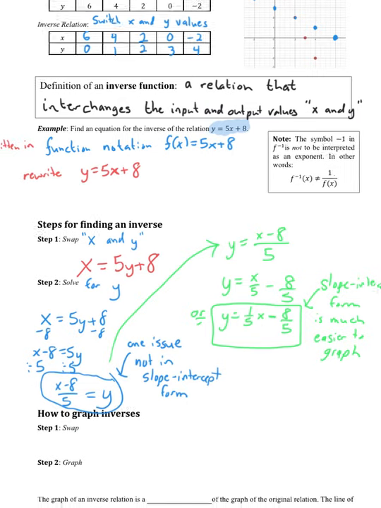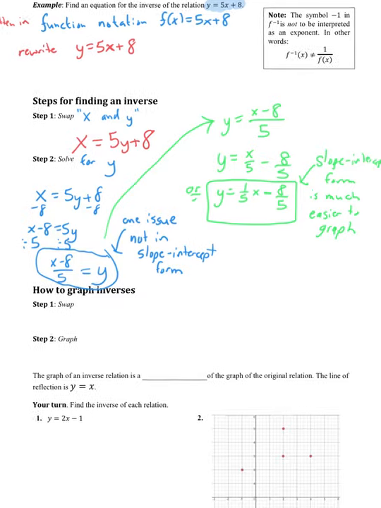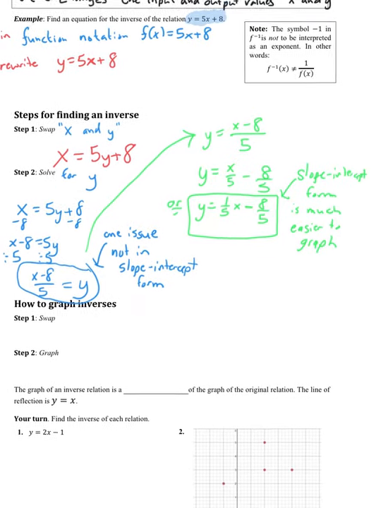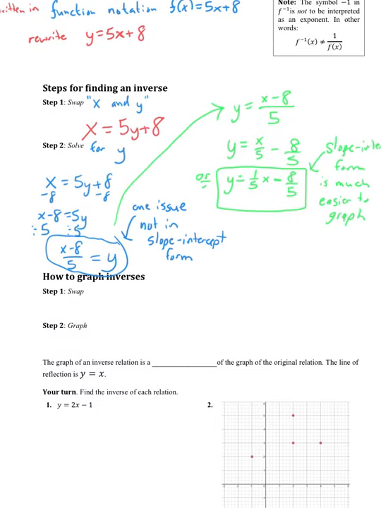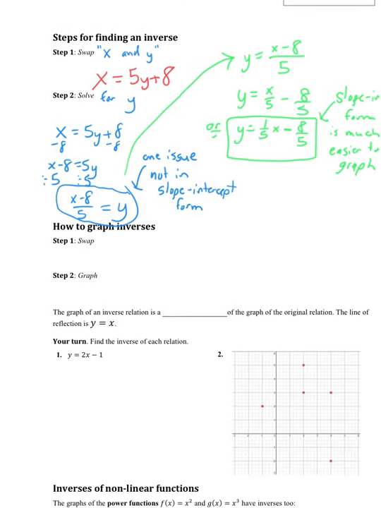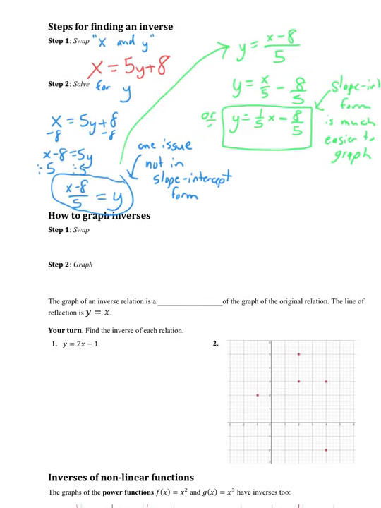All right. So that's how we would do these types of problems. Now, if I wanted to graph an inverse, I don't know why my graph's not here. I thought I had a graph on here. What I would do first is I would swap x and y values as well.